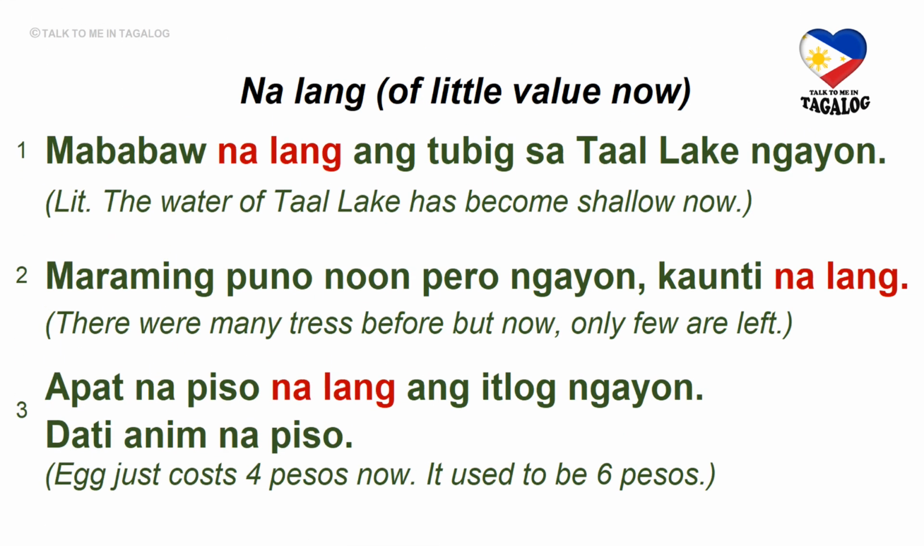Let's use na lang in a sentence to show that something is of little or lesser value now. Number 1, mababaw na lang ang tubig sa Taal Lake ngayon. Mababaw is shallow, tubig is water, and ngayon means now. The literal translation of this sentence is, the water of Taal Lake has become shallow now.